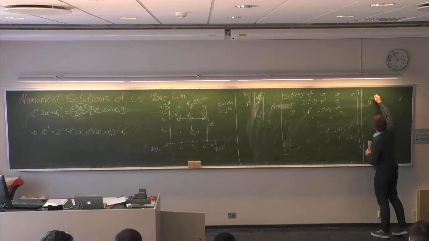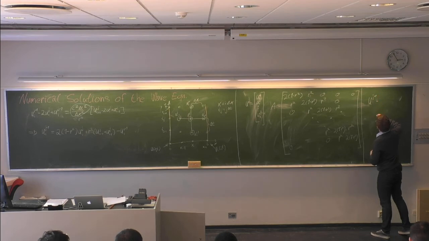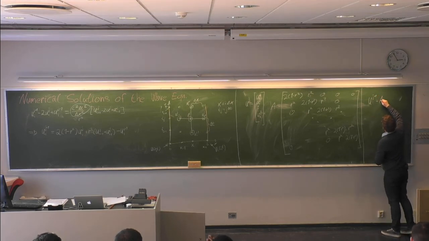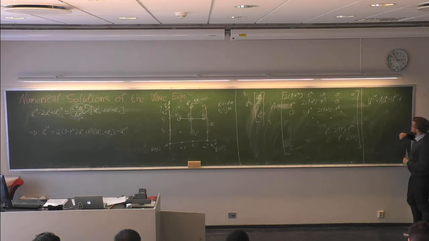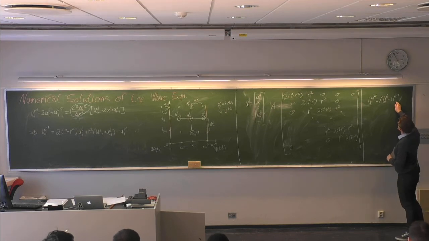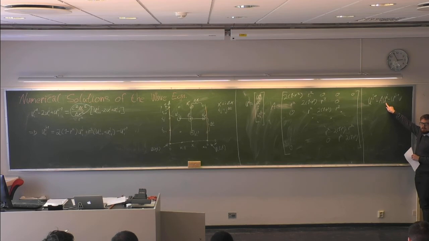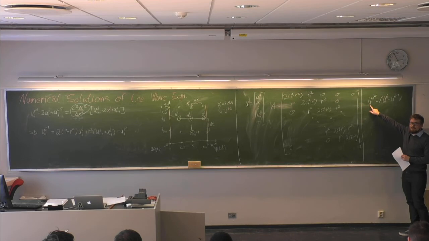U_{j+1} equals A U_j minus U_{j−1}. So we need both the previous and, if we want to calculate the next time step, we need both the current one and the previous one. So we have a problem when we want to start here.